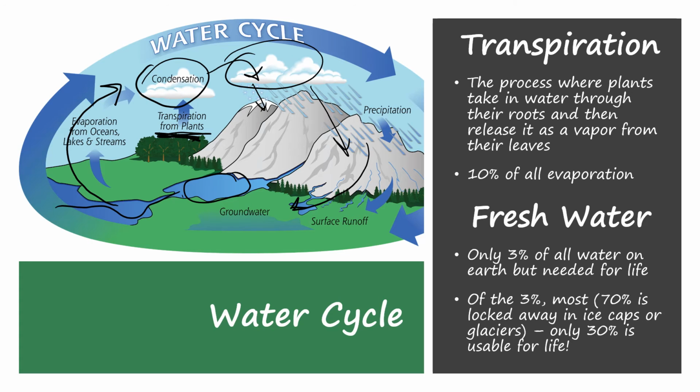Another fascinating thing about the water cycle is that only 3% of all the water on Earth is fresh water. But fresh water is what is needed for life. Life can't use salt water. And what's even more fascinating is that of that 3% of fresh water, 70% of it is locked away in a form that we can't use. It's locked away in the ice caps or the glaciers. So only 30% is usable for life. So that's a very small amount of the water on Earth that actually can be used by life. It's kind of miraculous that we're actually all here and that this planet is just so full of life all the time.